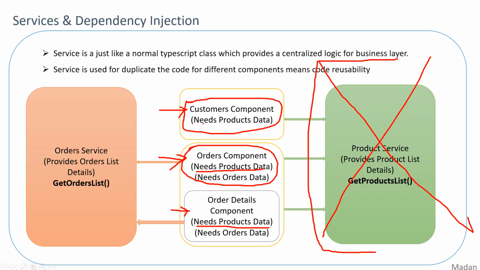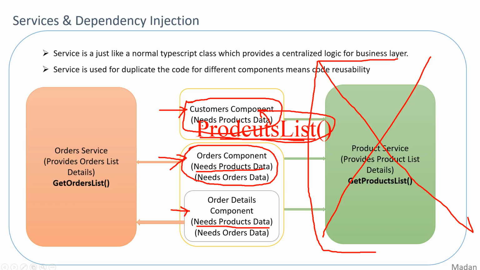How do we do that? In each component you are going to create one method, let's say a products list method, which is going to return the products data. You have to create it for the customers component, without the service, and here also we have to write the same method.